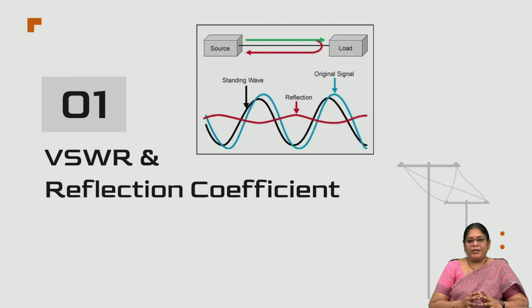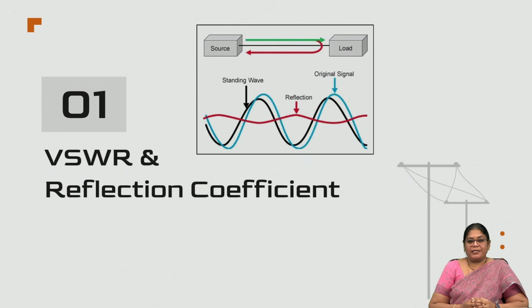So before going into the Smith chart, I think we have to understand the basics like VSWR, voltage standing wave ratio, and reflection coefficient, because these happen to be the key parameters which will help us in the Smith chart. So why are we talking about voltage standing wave ratio? First of all, what are standing waves?